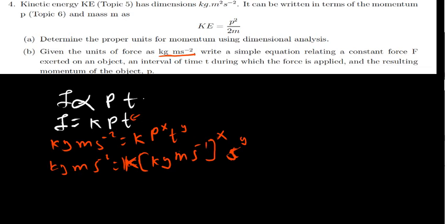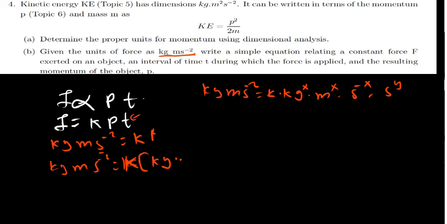Okay, cool. So this one is the same. We say kg m to the power a s to the power negative 2, right? I forgot the negative there. Then we have equal to k times kg to the power x times m to the power x, then times what? s to the power negative x, right? Times s to the power y.